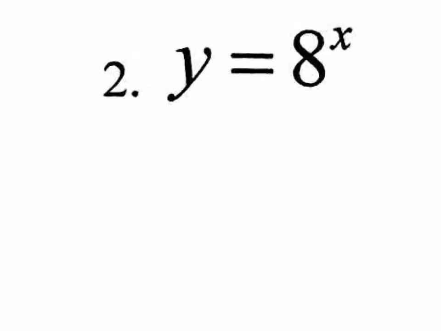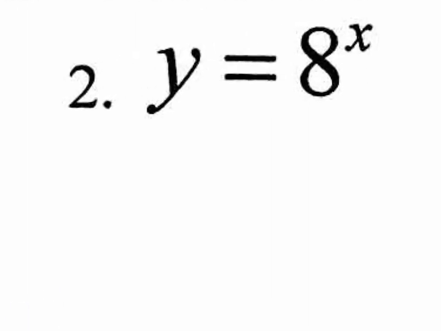How about this guy? Y equals 8 to the x. If I want to find the inverse, I'm first going to switch x and y. Now I need to solve for y. Let me actually make a little more space here. So how would I solve for y? Y is an exponent. I do not want it to be an exponent. I want to get rid of that exponent. I want to undo the exponent.